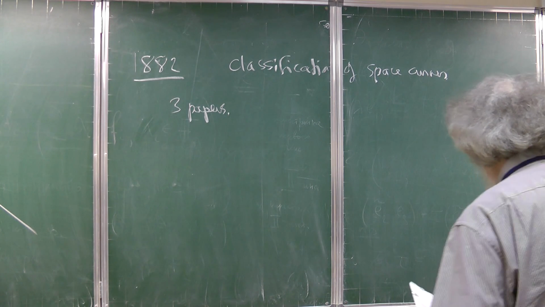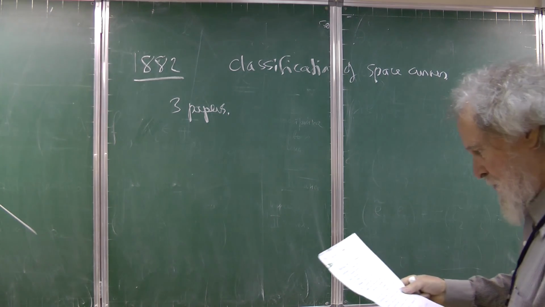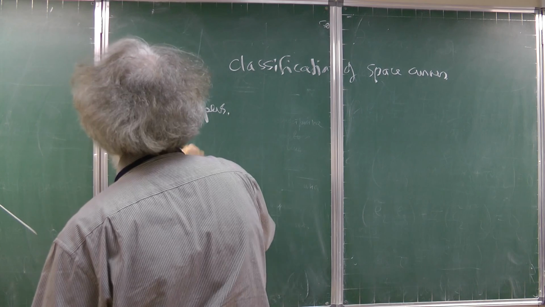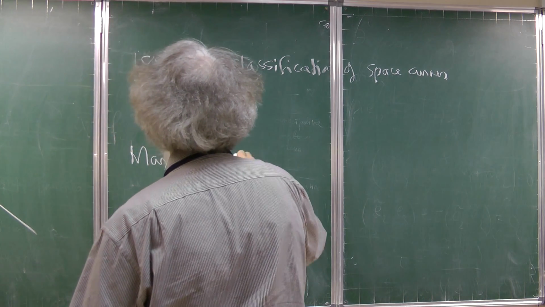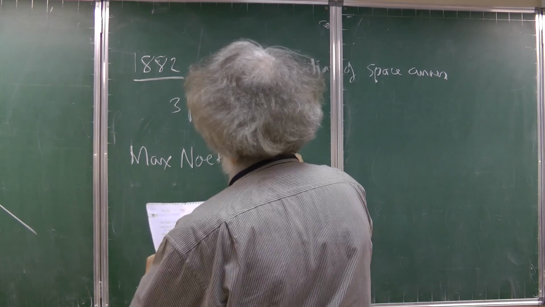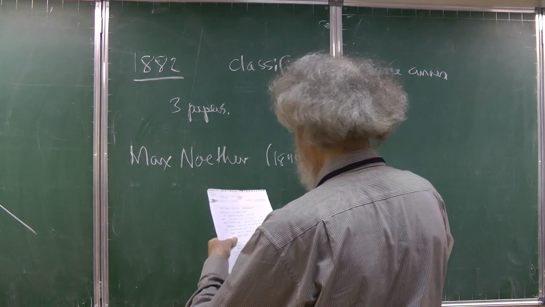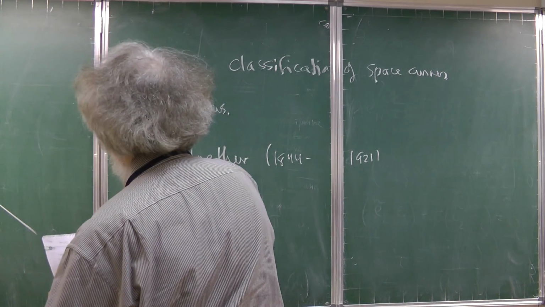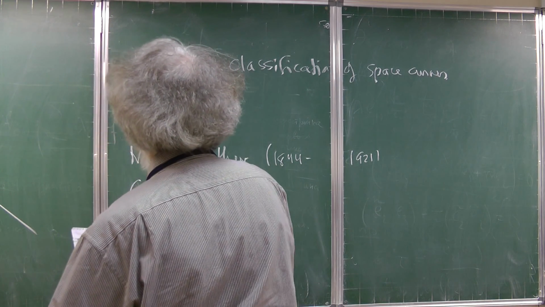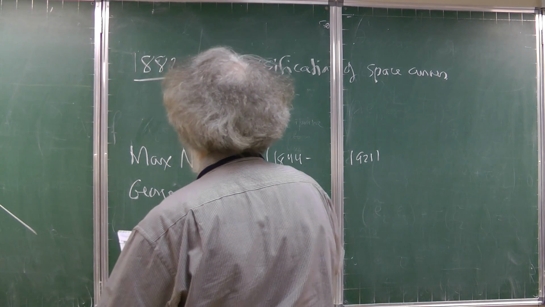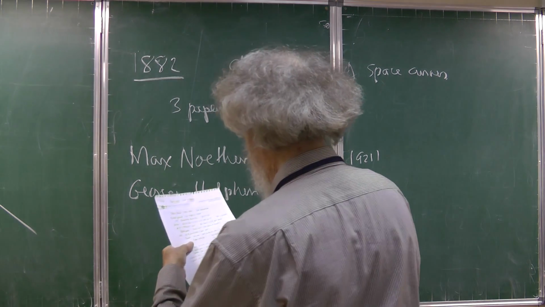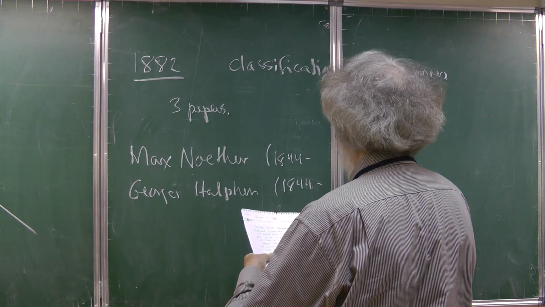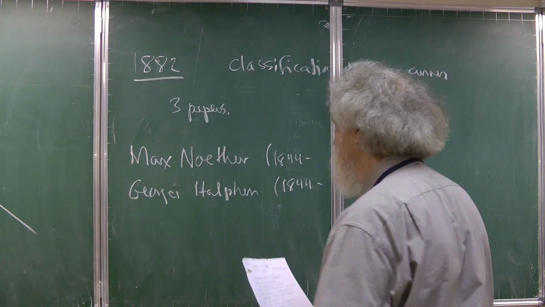And the 2 that were accepted were by Max Noether, who lived from 1844 to 1921, and George Halphen, who lived from 1844, same year, to 1889.